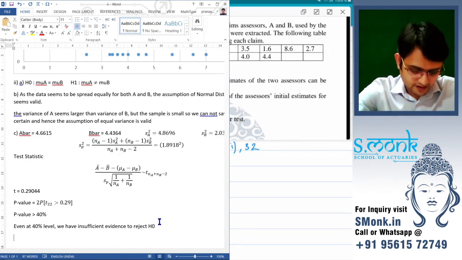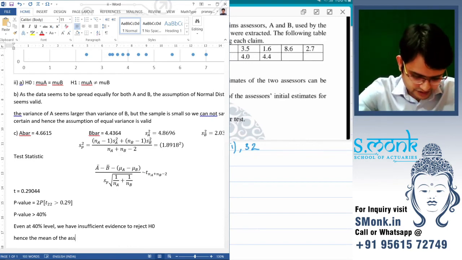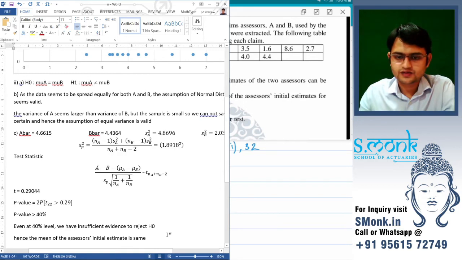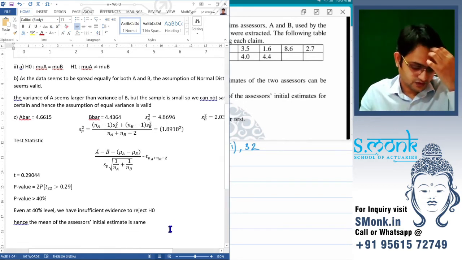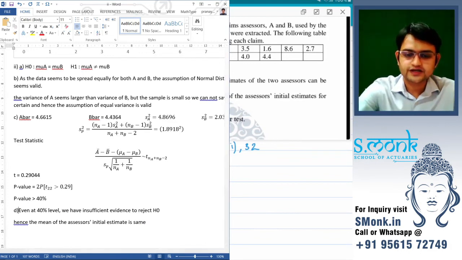So we'll say, hence the mean of the assessor's initial estimate is same. This is our conclusion. Okay, so this was actually D part, because they said state your conclusion clearly, so I'll write it as D.